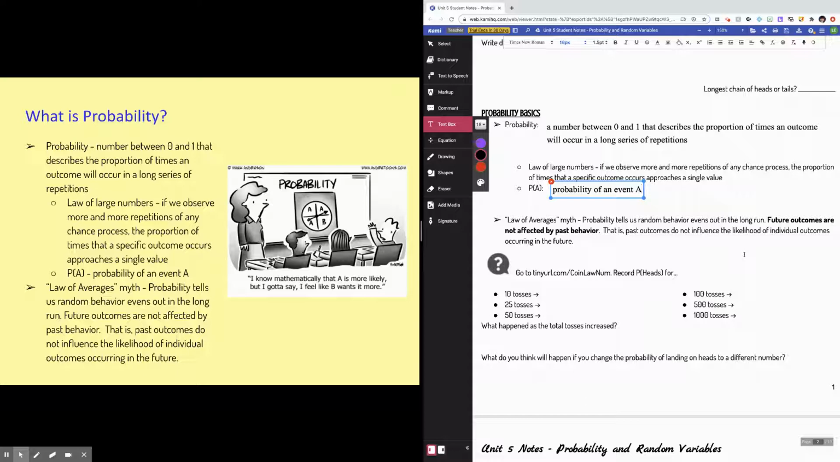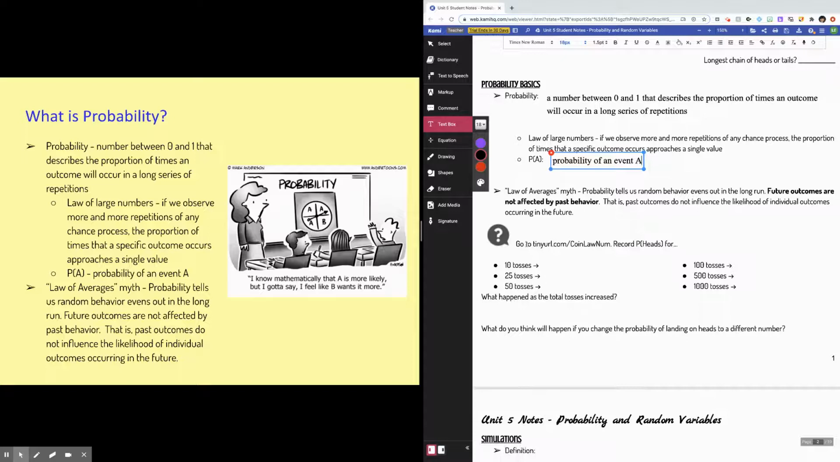They think I'm due for a win, but the math and the law of averages does not actually support that. In the long run it'll even out, but that doesn't necessarily mean it will even out in the next iteration of that event.